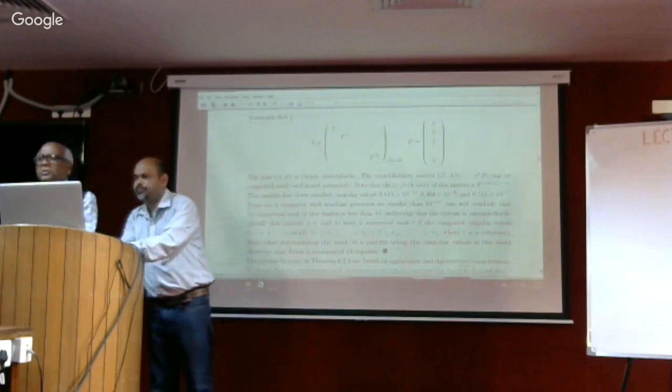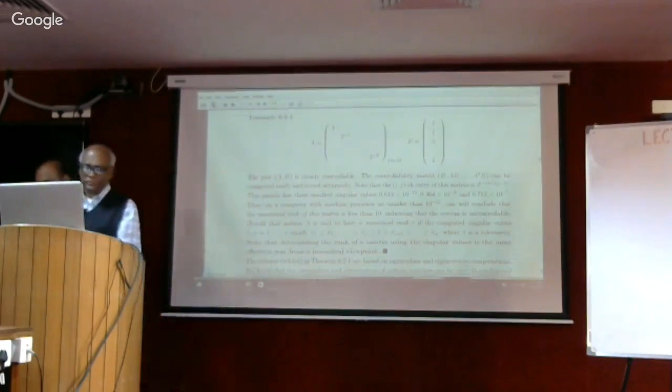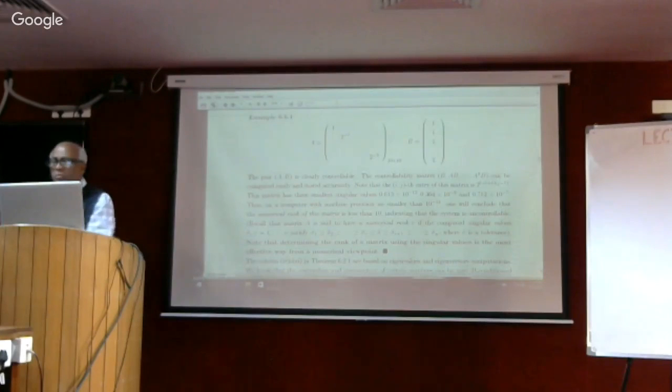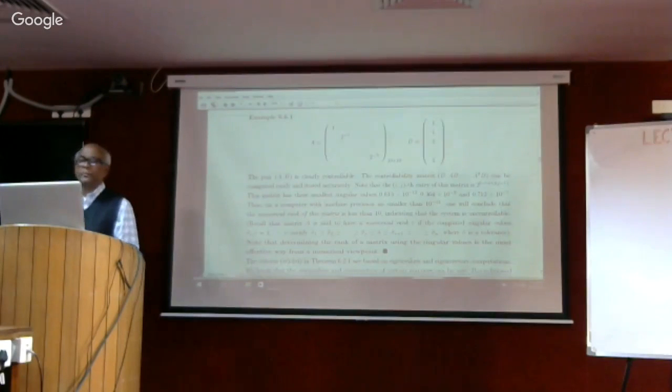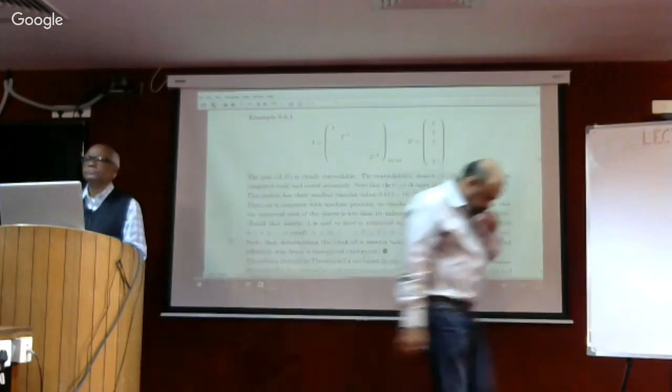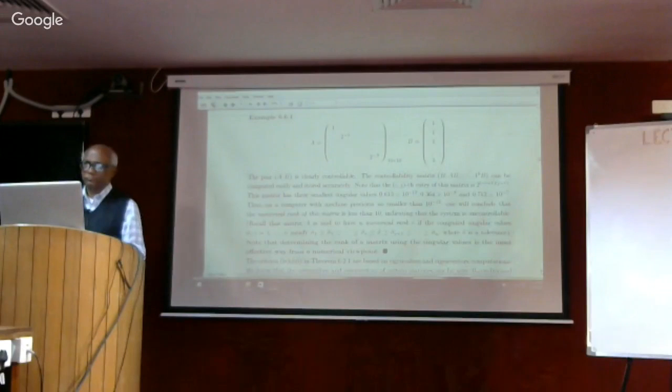Okay, to illustrate the computational difficulties with Kalman's criterion for controllability, let's look into this trivial example. Say A is a 10 by 10 diagonal matrix, and B is a single input matrix, which means its components are all equal to 1. Now you can easily see that this is clearly controllable.